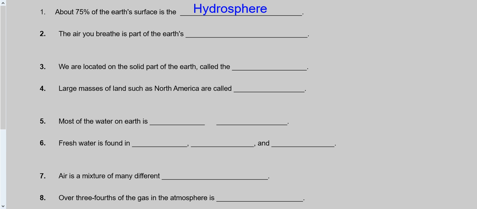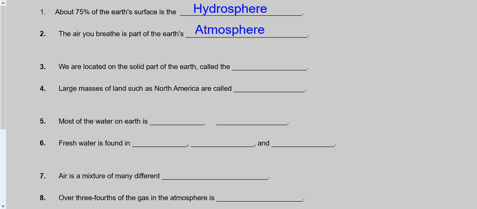Number 2, the air that you breathe is part of the Earth's atmosphere. The word atmos means gases, and we are breathing, obviously, the atmosphere.